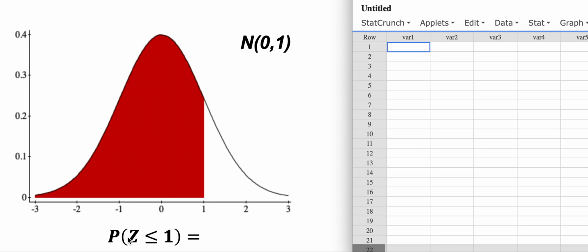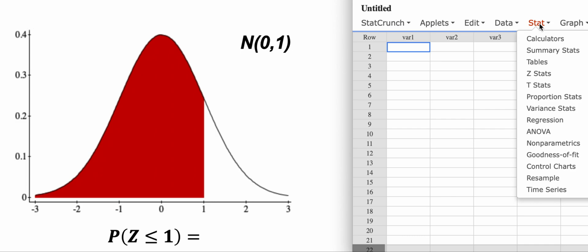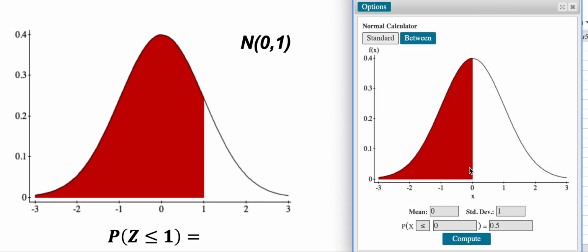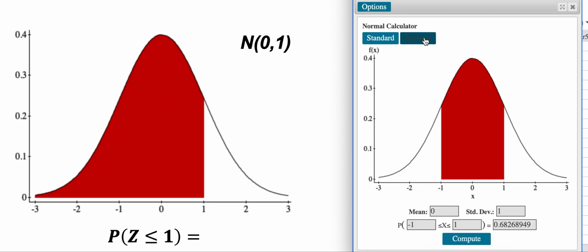So what's the probability that a standard normal random variable z is less than or equal to 1? In other words, we want to know the probability of being less than or equal to 1, this shaded area here in the red. So in our StatCrunch, we're going to select Stat, go to Calculators, and select Normal. So in this normal calculator, the standard view is going to be less than or greater than. And if I click on Between, it'll trap it between two values.